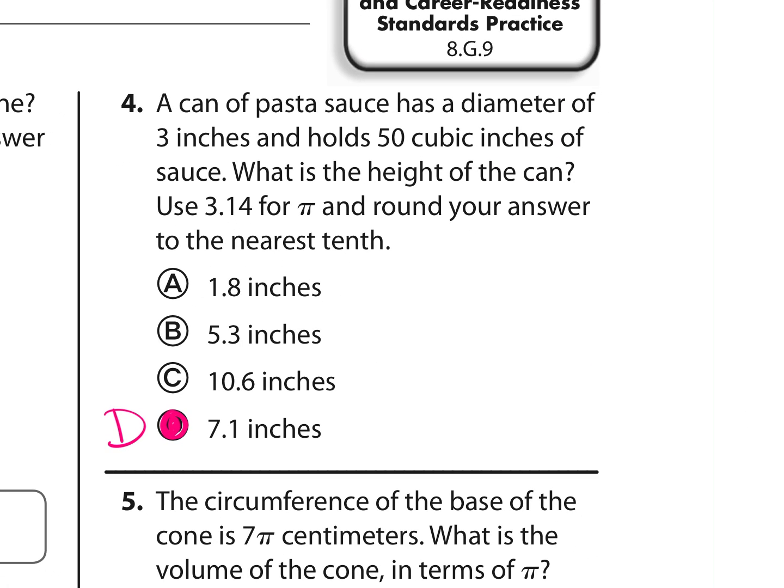G9, number 4, looking at a can of pasta sauce, and it gives us several facts about it. It asks for the height. It tells us to use 3.14 for pi and round the answer to the nearest tenth. The first thing I'll do is notice that this is a can, which tells me we're looking at a cylinder. Then I'm going to write down the formula for volume of a cylinder: V equals pi r squared times height, and I can get that from my reference sheet.